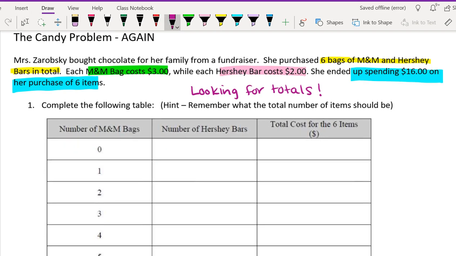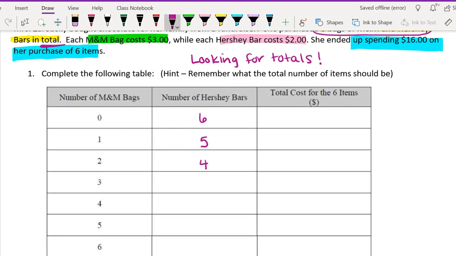So if I bought 0 M&Ms, the number of Hershey bars I would have bought is 6. Because remember, I purchased 6 bags of M&Ms and Hershey's total. Okay, so if I buy 0, 0 plus 6 is equal to 6. If I buy 1 M&M, that means that I bought 5 Hershey's. If I buy 2 M&M, I buy 4 Hershey's, and so on and so forth. So do you see how these two numbers always have to add up to 6? So now the total cost.